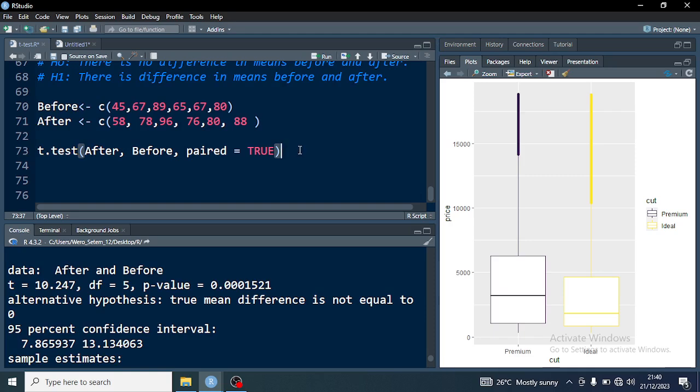In our next class under hypothesis testing, we'll look at the chi-square test. Thank you. Enjoy learning.